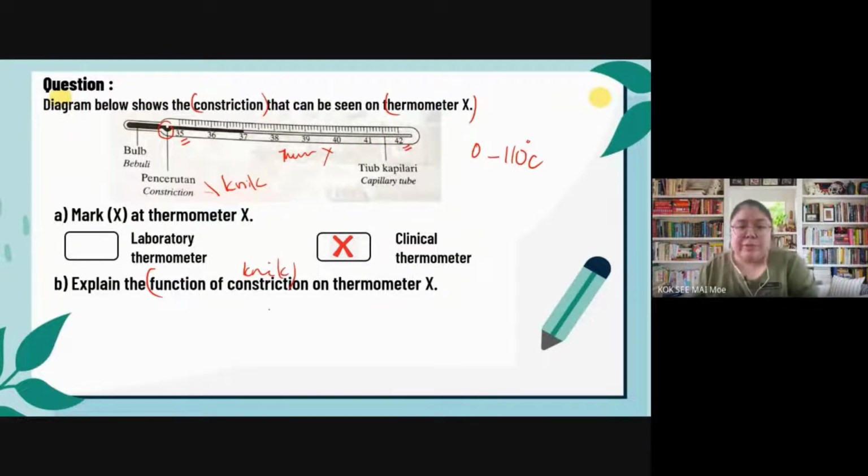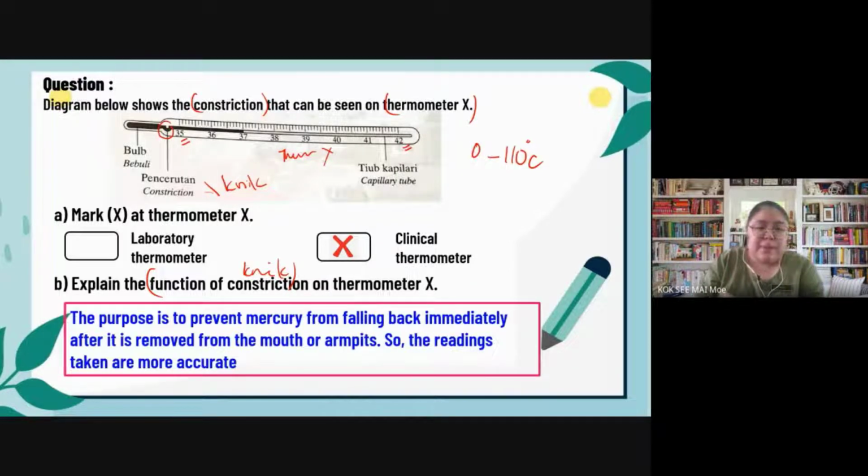Okay, so just now we mentioned already, they want to prevent the mercury falling back when the temperature just drops. So this one is the purpose. The purpose of the kink is to prevent the mercury falling back immediately after you remove it from the mouth or the armpit. So when you just remove it, suddenly you find the mercury drop, no. So that's why the kink is blocking. Don't let it come down so fast. Finally, it still can come down, but cannot be too fast.